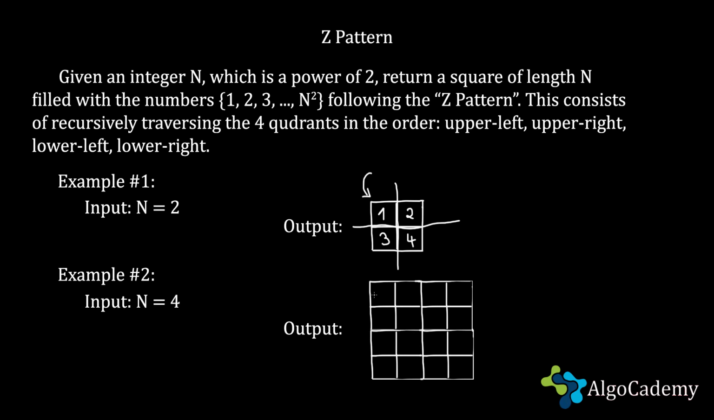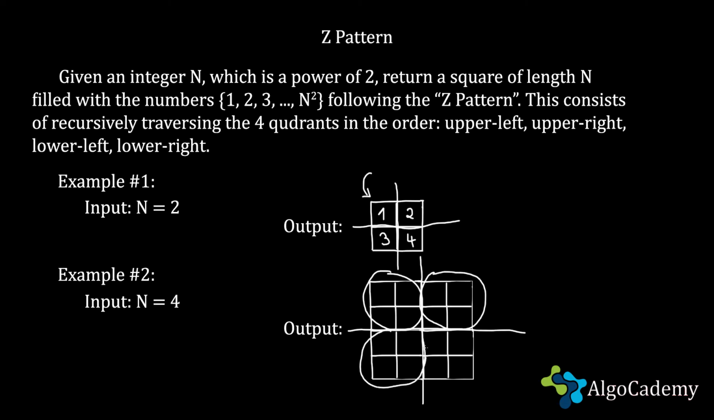So we are given a square 4 by 4, and what should we do to fill it? Well, follow the Z pattern. What does it say? Split my square into the 4 quadrants. This is what I'm doing. So I'm splitting it into the 4 quadrants. So we have our quadrants, right? Which are now squares of length 2, right?